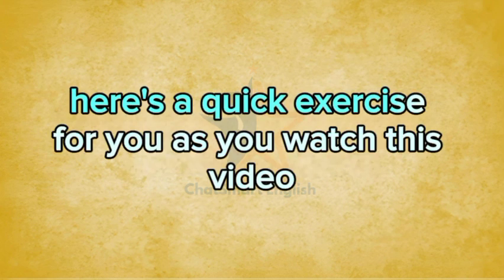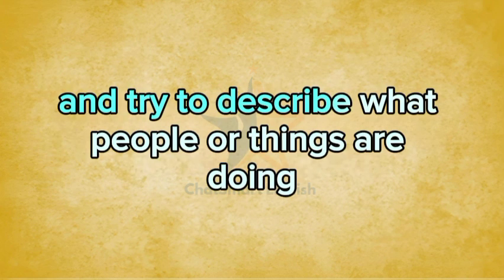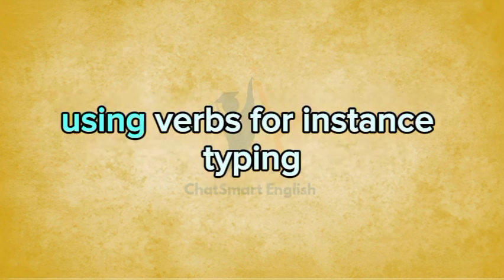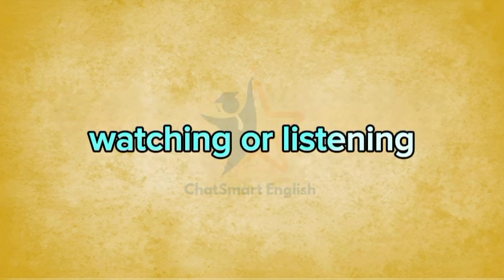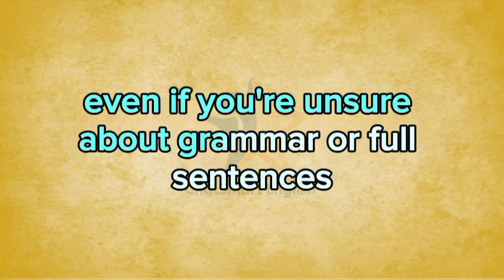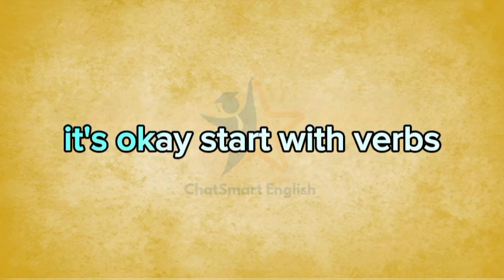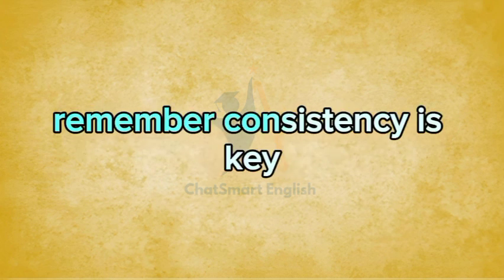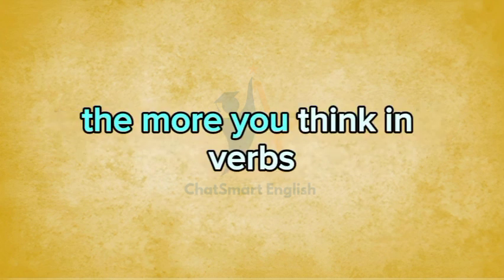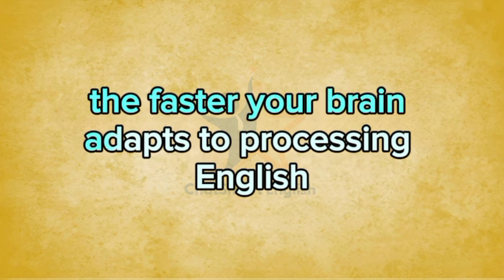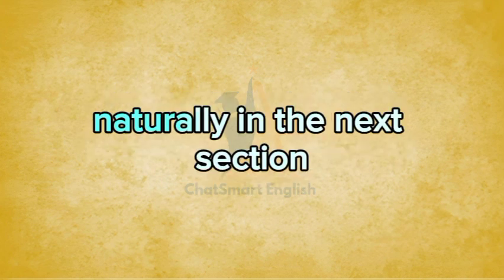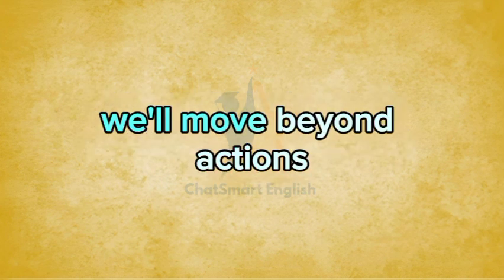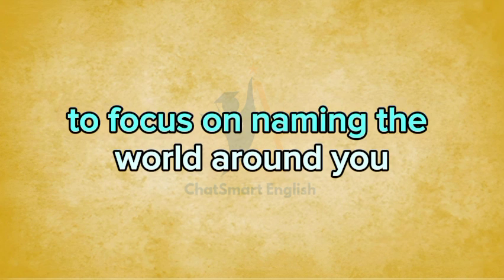Here's a quick exercise for you. As you watch this video, look around and try to describe what people or things are doing using verbs. For instance, typing, watching, or listening. Even if you're unsure about grammar or full sentences, it's okay. Start with verbs. They're your building blocks. Remember, consistency is key. The more you think in verbs, the faster your brain adapts to processing English naturally. In the next section, we'll move beyond actions to focus on naming the world around you.